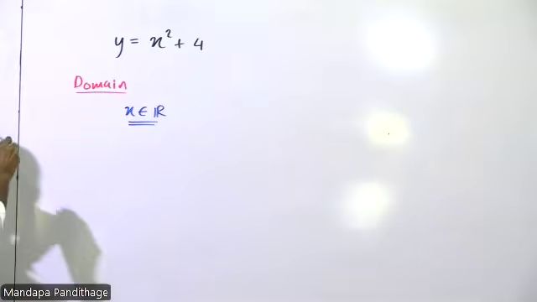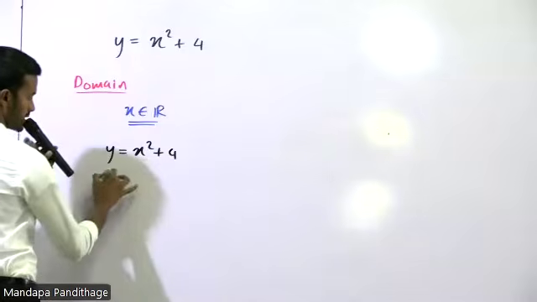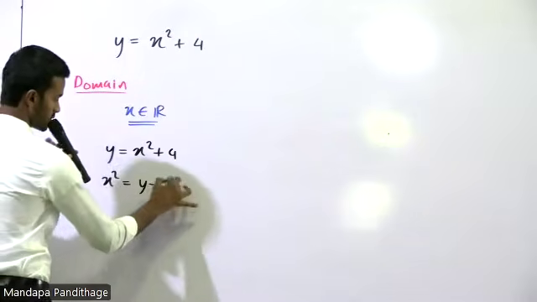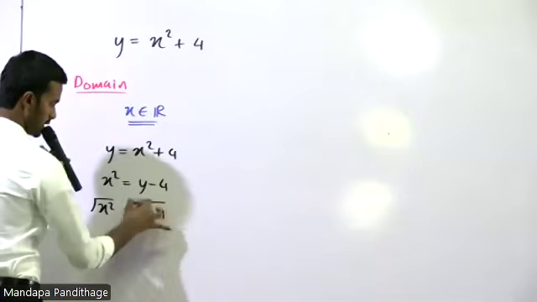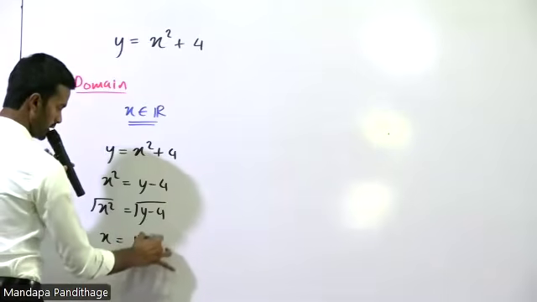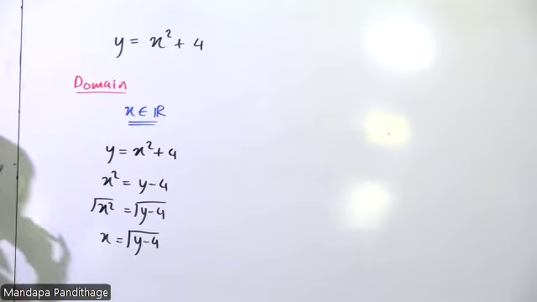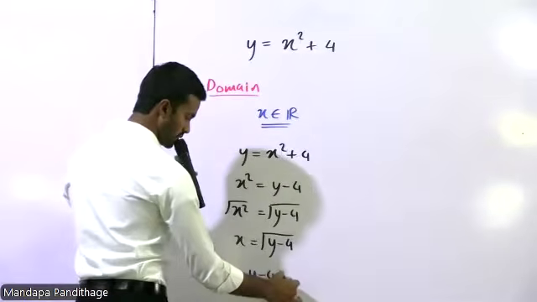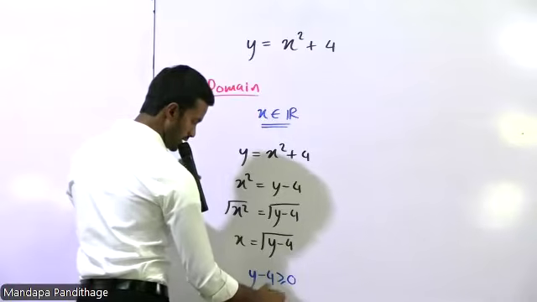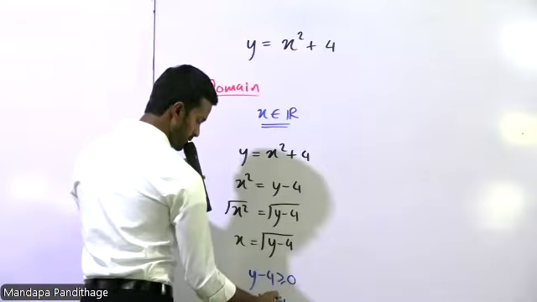But to find the range, the first thing you need to do is subject x. So when you are subjecting x, x squared is equal to y minus 4, which gives you x. You have to take the square root and you get that x is equal to the square root of y minus 4. After subjecting x, it's clear that there is a square root. So what is inside the square root should be greater than or equal to 0. That means y is greater than or equal to 4. So we get the range in terms of y.